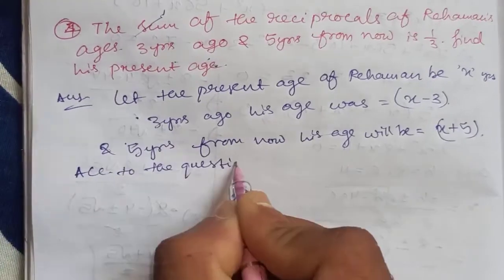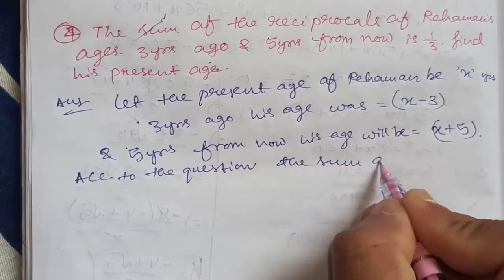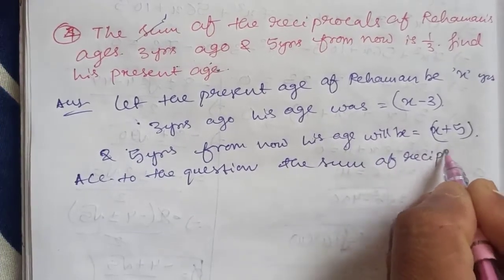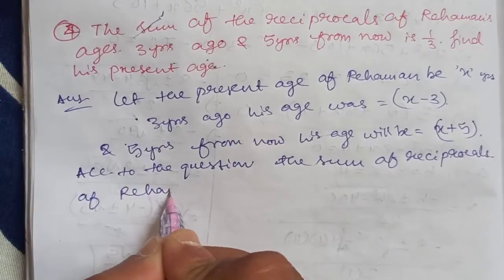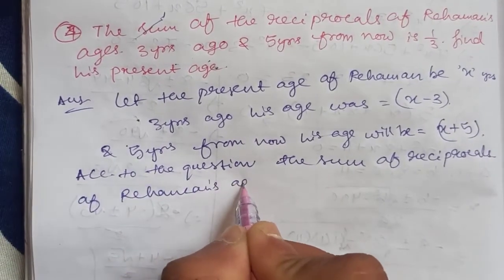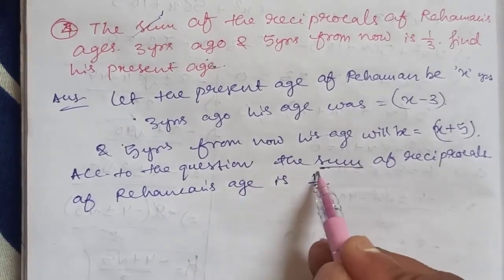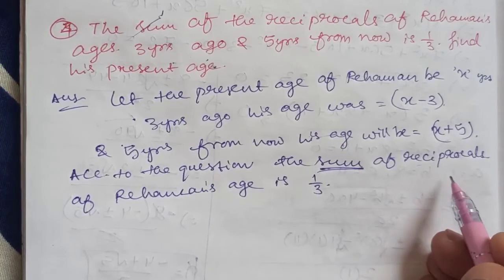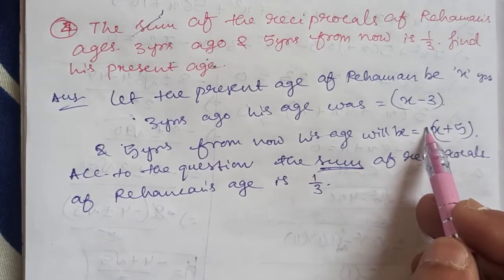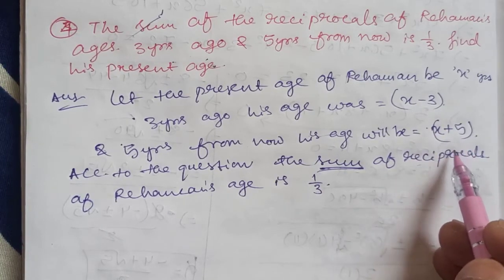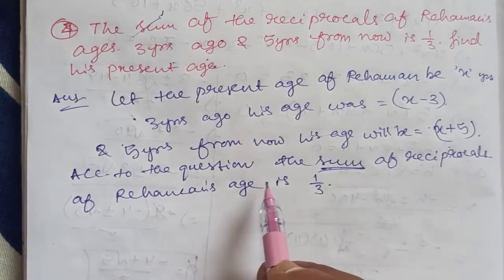According to the question, the sum of reciprocals of Rahman's age is 1 by 3. Sum means plus, reciprocal means 1 by. Okay, reciprocal of x is 1 by x, reciprocal of x minus 3 is 1 by x minus 3, reciprocal of x plus 5 is 1 by x plus 5. So reciprocal means 1 divided by that value. Okay, is 1 by 3.